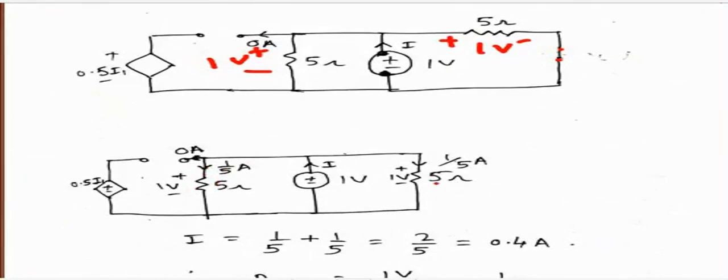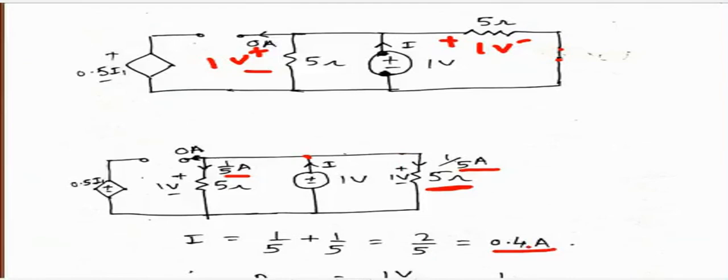How much current will flow through this 5 ohm resistor? 1 volt divided by 5 ohm. So current is 1 by 5 ampere. Here also current is 1 by 5 ampere. If I apply KCL here, incoming current is I, outgoing current is 1 by 5 ampere and 1 by 5 ampere. So 1 by 5 plus 1 by 5, that means 2 by 5, it is nothing but 0.4 ampere. So I value is 0.4 ampere.